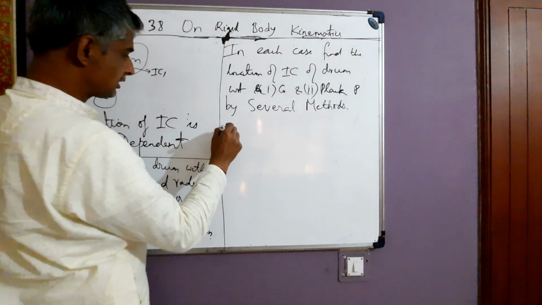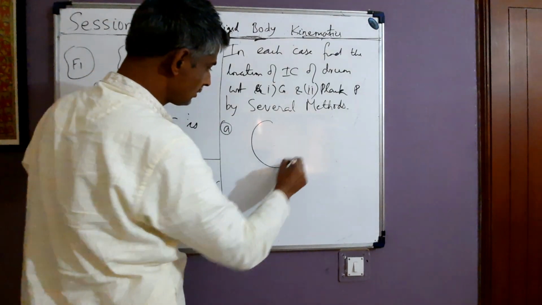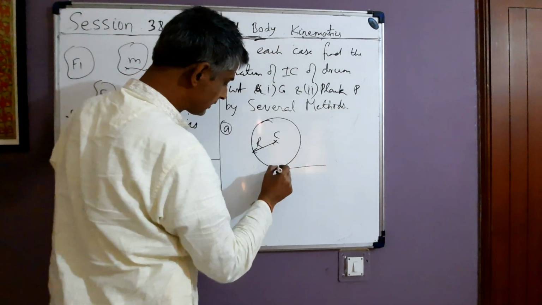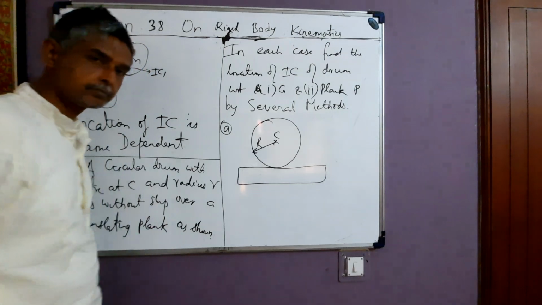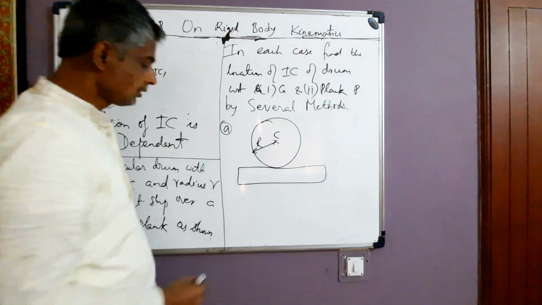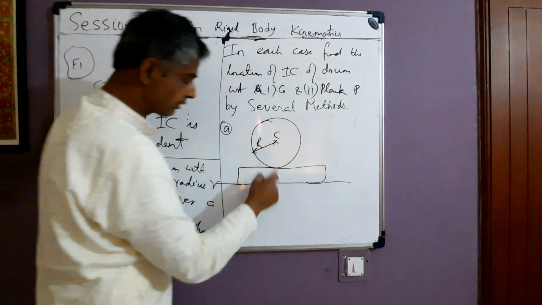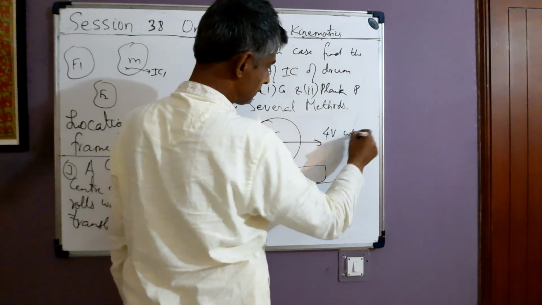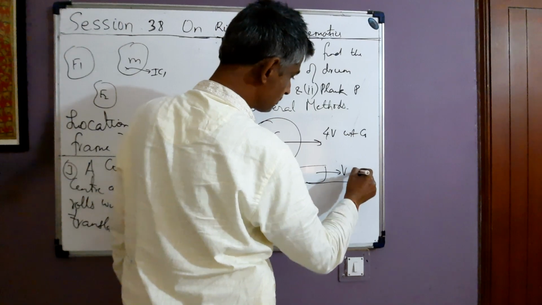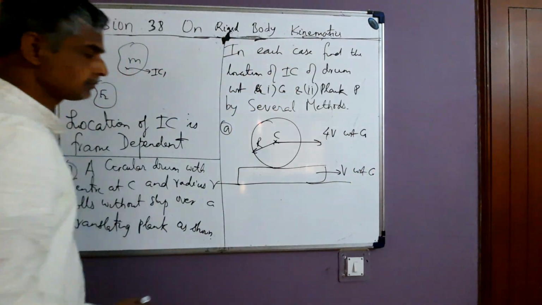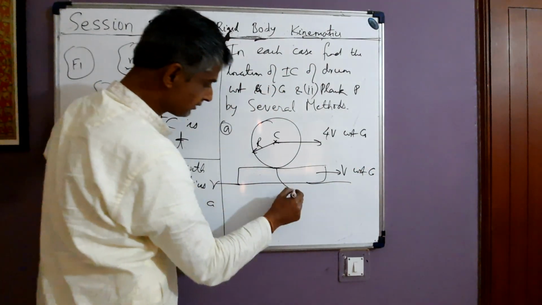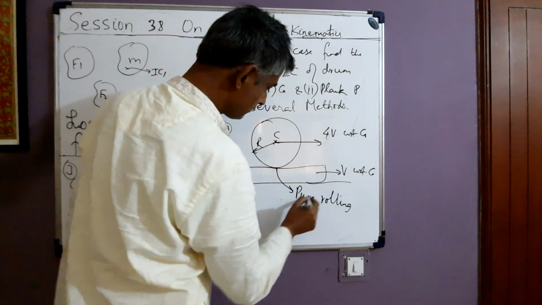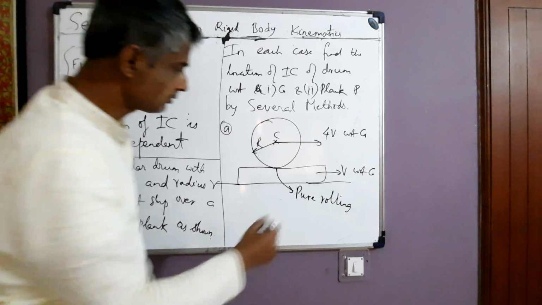So first we will take this problem. This is the side view of the drum. C is the center, R is the radius. This is the translating plank. Now, this is undergoing pure rolling here. The center is moving at a speed of 4v with respect to ground, and the plank is moving at a speed of v with respect to ground. And here it is undergoing pure rolling, as I mentioned just now.